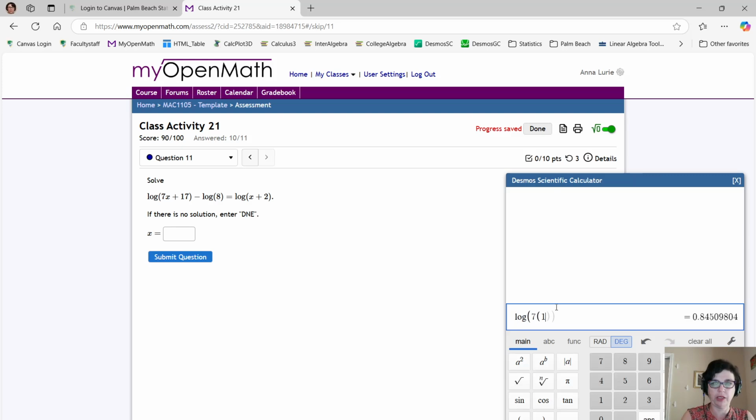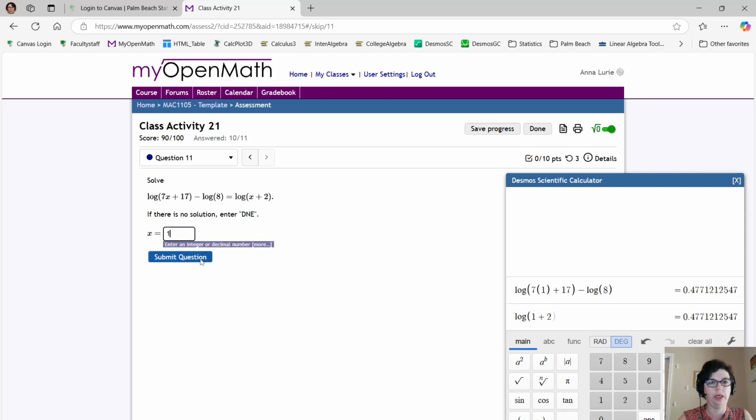In place of x, I'm going to put 1. Okay, so far nothing wrong. Okay, I got that part. Okay, let's do the same thing on the other side. And you can see that nothing is undefined. The two sides are the same. So that means that x equals 1 is a solution.